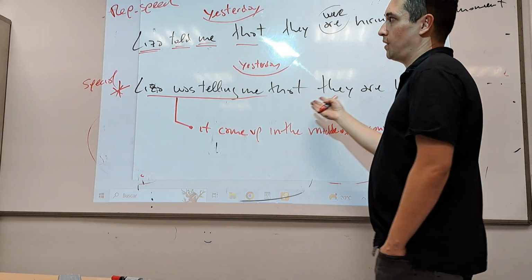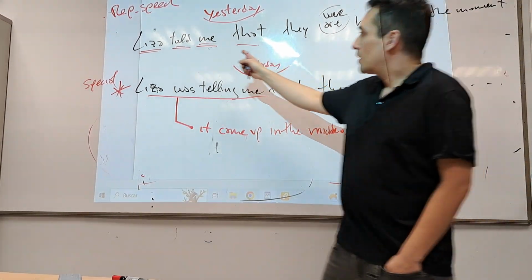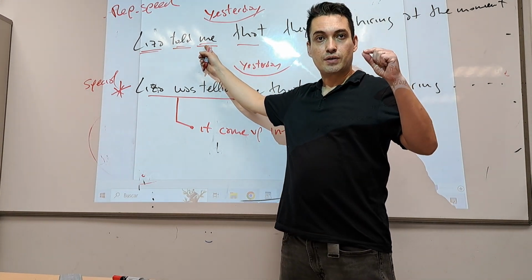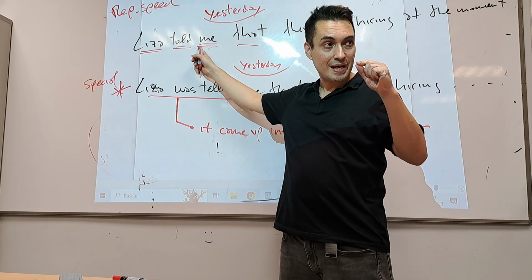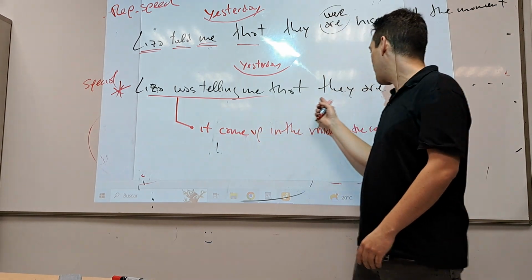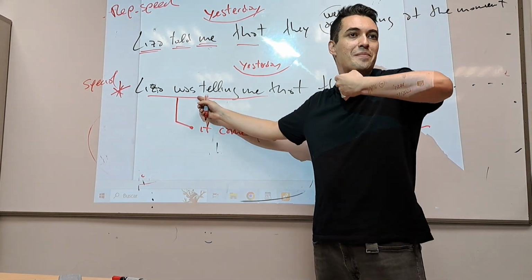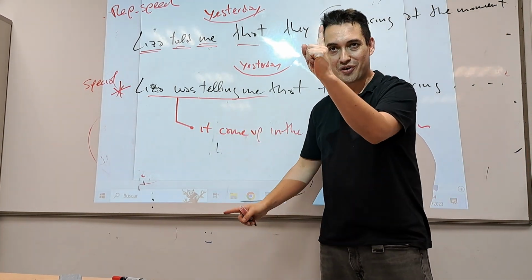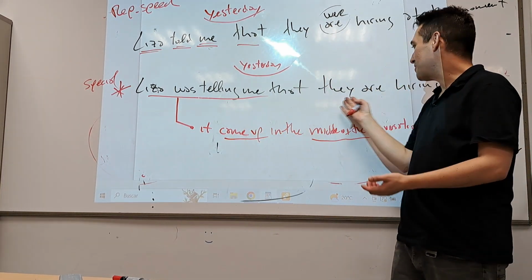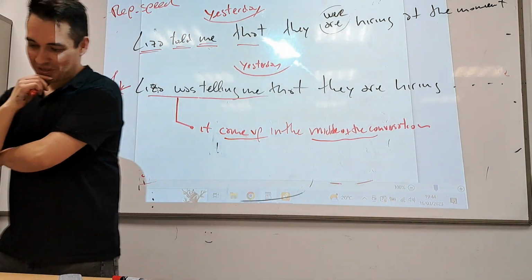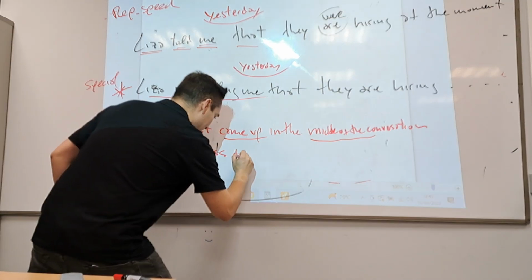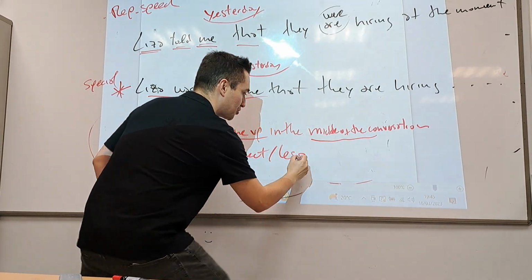So the difference, this is very advanced, but the difference is that Lisa told me that they were hiring. Lisa told me something very specific, something which is very concrete, that they were hiring. Lisa was telling me that they were hiring. It means Lisa was telling me a lot of things, and one of them came up in the conversation, she was telling me that they were hiring. Do you see the difference? This is less direct, you can call it less factual.